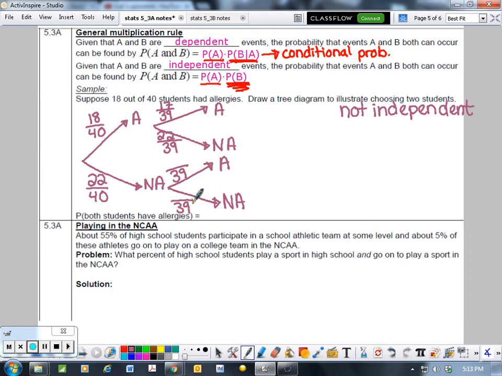Now how many of those 39 people have allergies? So now my allergy number did not go down any. I didn't take any out, so this is still 18. But my no allergies did go down one, so this is now 21. And so this is how that whole tree diagram works.